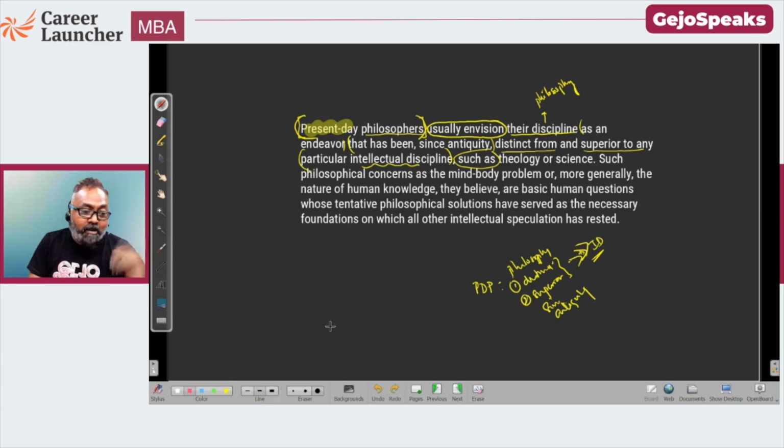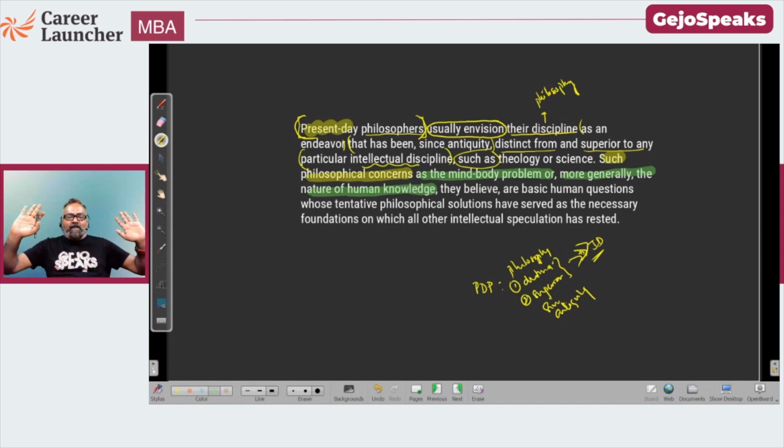Let's read. Let's start from the first part. Let's start by saying, okay, such philosophical concern. Now the next part is some examples of philosophical concern. I'll give you a few examples, such as the mind-body problem, or more generally, the nature of human knowledge. These are just a few examples of philosophical concern, not really important. Such philosophical concerns. Then come back and say they believe.